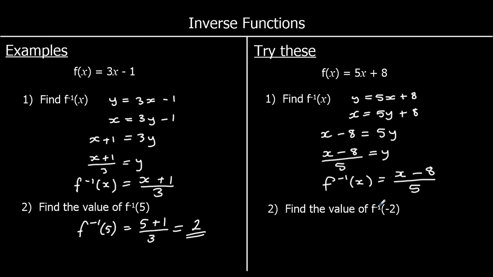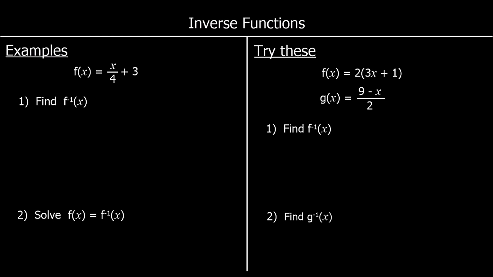Find the value of f inverse of negative 2. So we change x to negative 2 in our inverse function. So that'd be (negative 2 minus 8) over 5, which is negative 10 over 5, which is negative 2. So if we put negative 2 into our inverse function, we get out negative 2, which means if we put negative 2 into our original function, we would get out negative 2 as well.